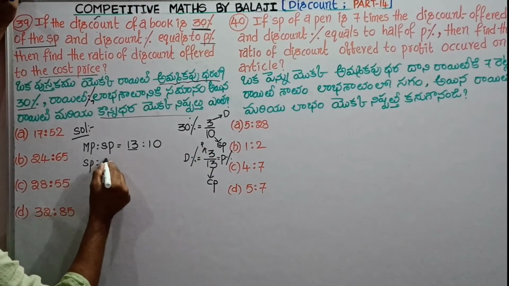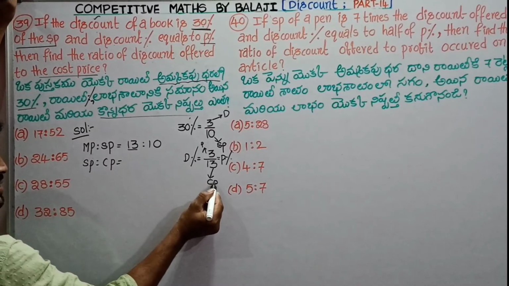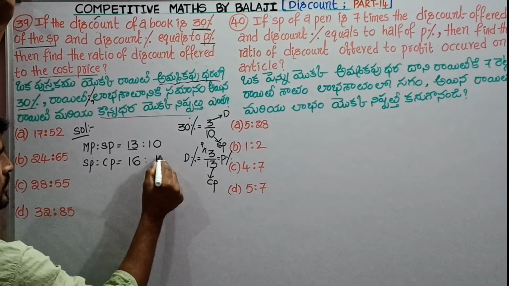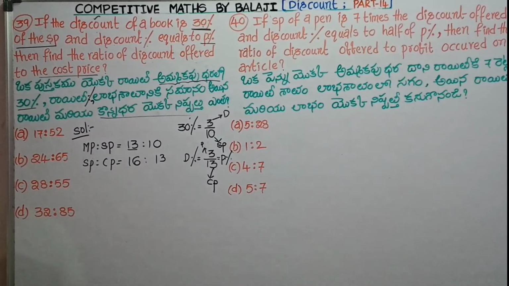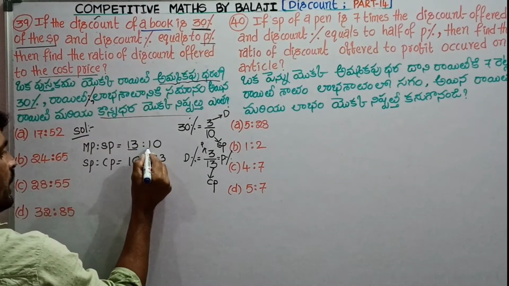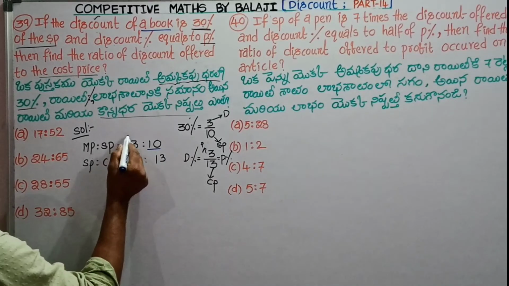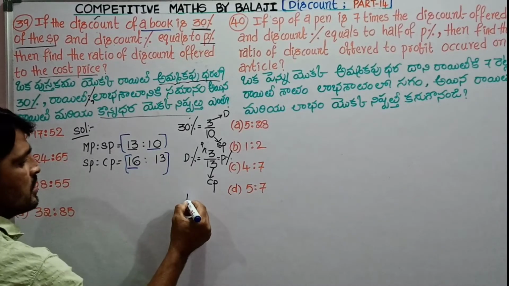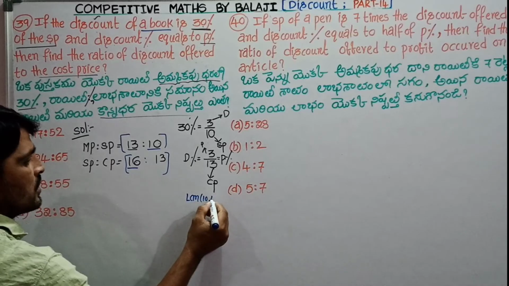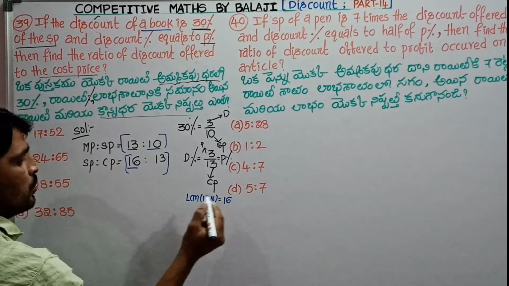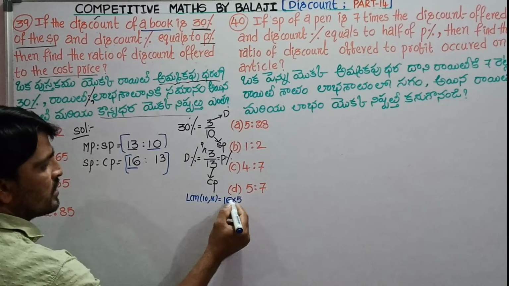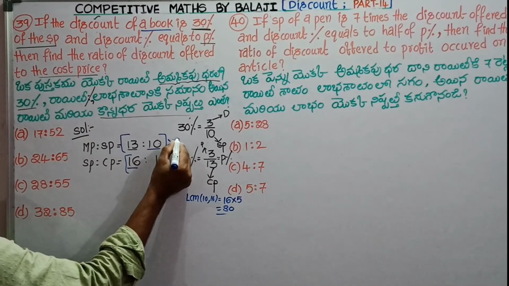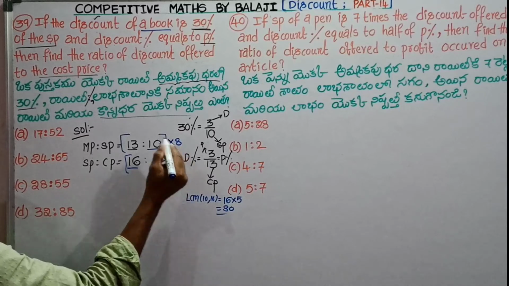Now consider selling price to cost price ratio. Selling price is cost price plus profit. 13 plus 3, 16 units is to cost price is 13 units. But we are talking about only a book, so their selling price must be equal. We have to equate these selling prices now. LCM of 10 and 16. LCM of 10 comma 16 is equal to, let us suppose it is 16. So 16 5s are 80. 80 is the LCM. To make it 80, we have to multiply first ratio by 8, second ratio by 5.